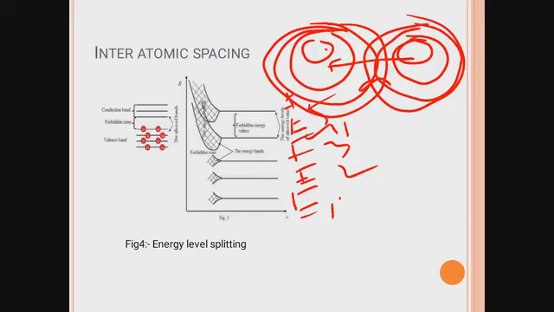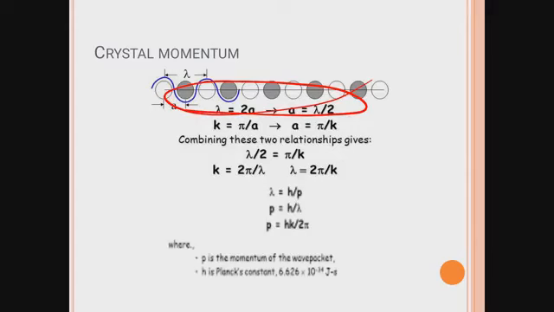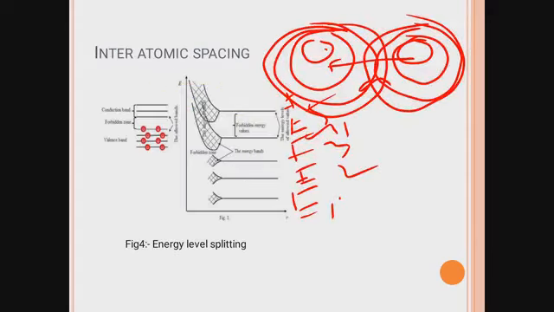But if you start bringing the atoms closer and closer, then the energy levels get parted or split up. From this diagram we can see that when the interatomic distance becomes shorter and shorter, after a certain distance, a certain point, the energy level will be parted. From this diagram we can see the energy level has been split up.